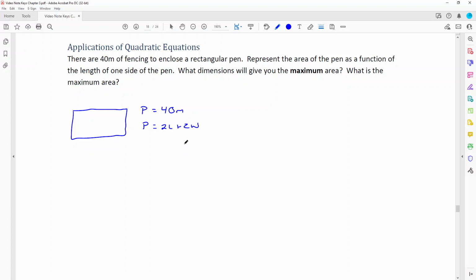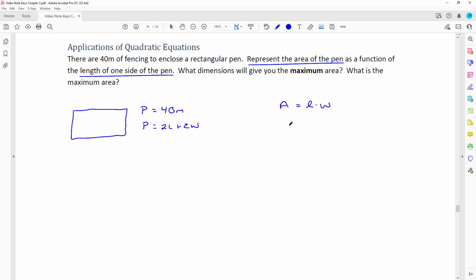Okay, what else? We want to represent the area of the pen as a function of the length of one side of the pen. That feels familiar from chapter 1. So what are we going to do with that? Well, we want to maximize area. So area is length times width. But I can't have an equation that has 3 variables, right? I can have an equation that has 2 variables. So I want to represent area as a function of the length of one side.